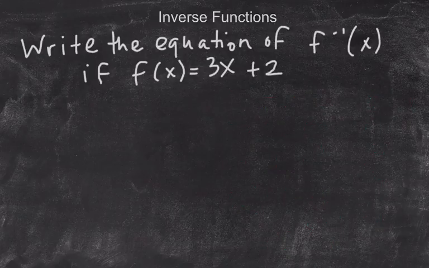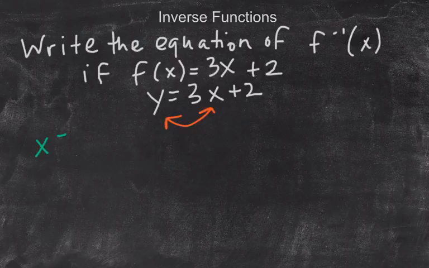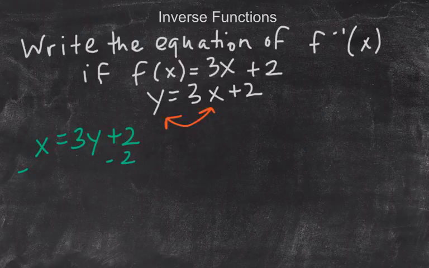Write the equation of f inverse of x if f of x equals 3x plus 2. So I've got y equals 3x plus 2. If I want to write the output as y, those two equations are equivalent, they're just a different notation. I'm going to switch the input and the output. And so now I've got x equals 3y plus 2. And I need to work in the reverse order to solve for y, always doing the inverse operations. So that's why this method works.